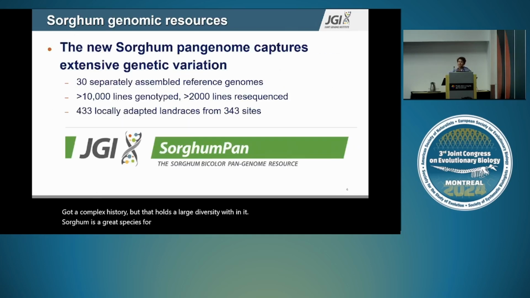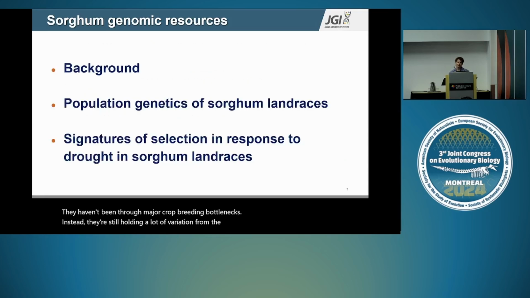The sorghum pangenome is a great resource to work on this with. The JGI is releasing this new resource now, including 30 separately assembled reference genomes. Over 10,000 lines have been genotyped to some degree, including over 2,000 that have been fully resequenced. My work today is mostly going to focus, however, on 433 landraces. These are varieties that were developed by farmers to meet their needs. They haven't been through major crop breeding bottlenecks. Instead, they're still holding a lot of the original variation of the species.